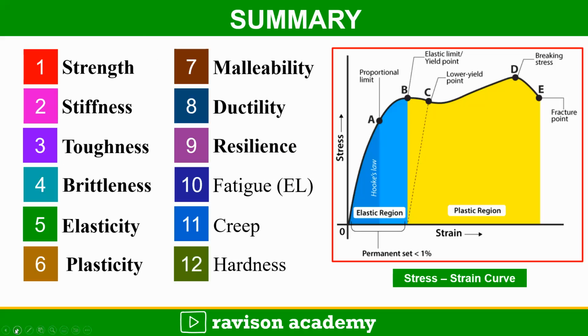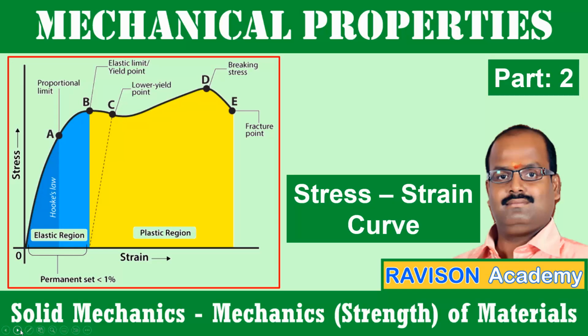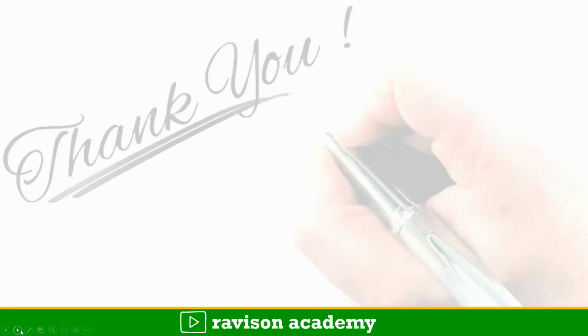So in this video, you have seen about the different properties like strength, stiffness, toughness, brittleness, elasticity, plasticity, malleability, ductility, resilience, fatigue, creep, and hardness. So mostly all these terms can be obtained from the stress strain curve. The details about the stress strain curve and its components is followed in the part 2 video. Thank you.